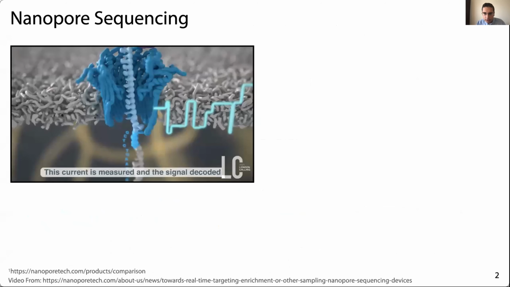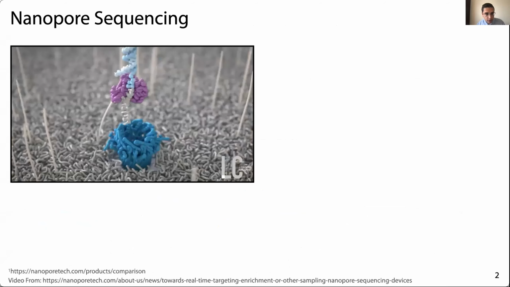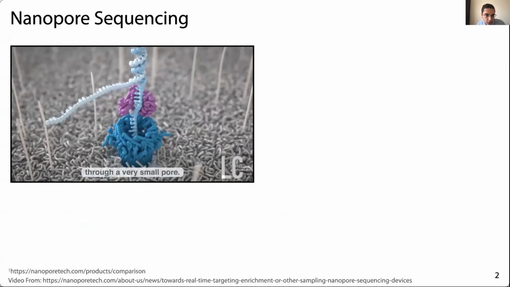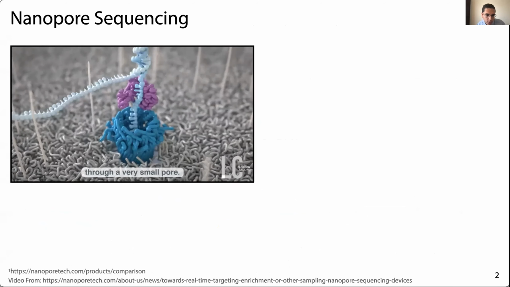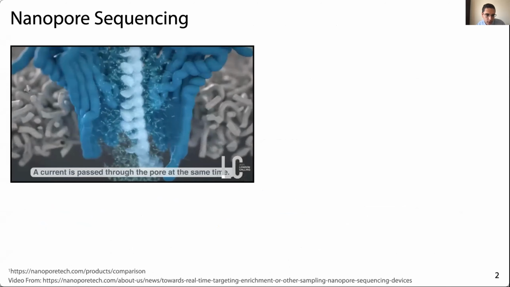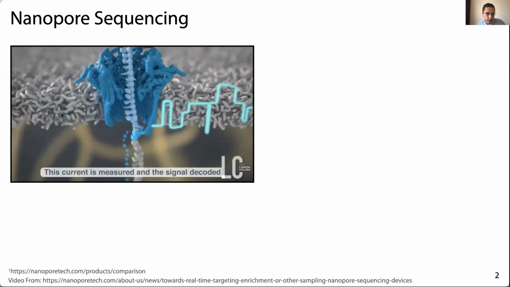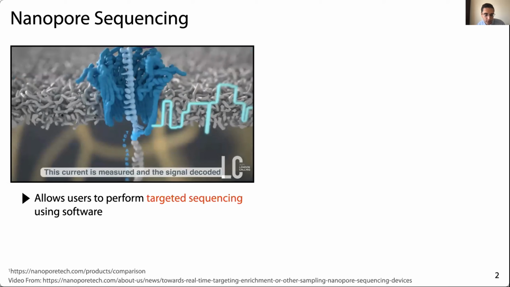Nanopore sequencing is a long-read technology that works essentially by passing a strand of DNA through a pore, and by monitoring the change in current through that pore, you can decode that into a sequence of bases that pass through. One of the exciting aspects of this technology is it allows users to perform targeted sequencing entirely in software, avoiding experimental protocols, which can be time-consuming and difficult at times.